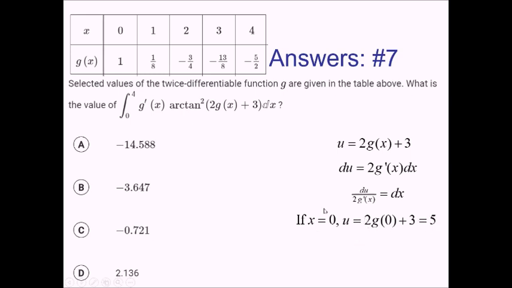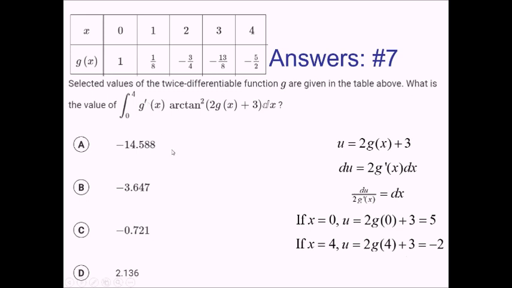Next, if x equals 4, u is going to be 2 times g of 4 plus 3. Well, what's g of 4? Looking that up in the table, that's going to be negative 5 halves. So I have 2 times negative 5 over 2. The 2's are going to cancel. That's just negative 5. Plus the 3 that's still there, that comes out to negative 2.